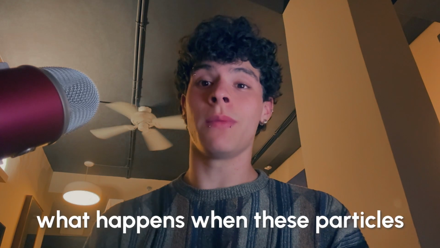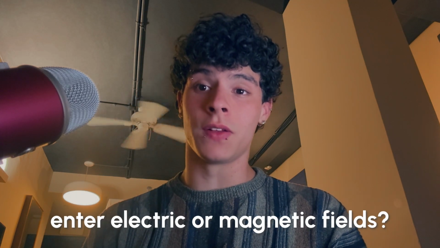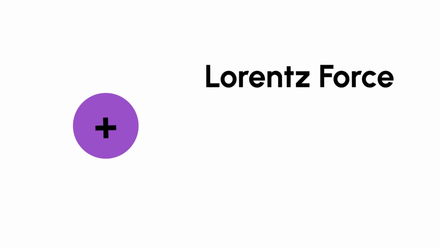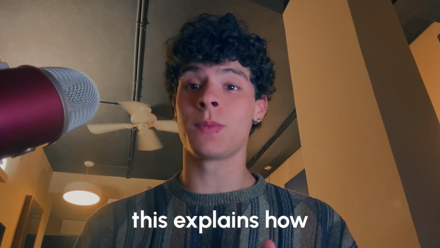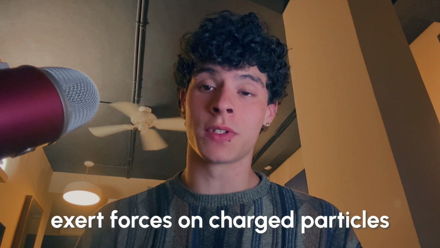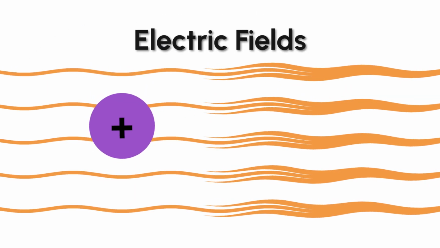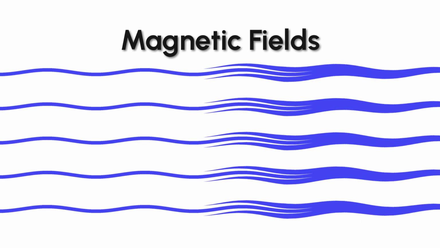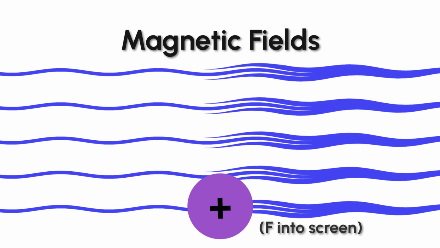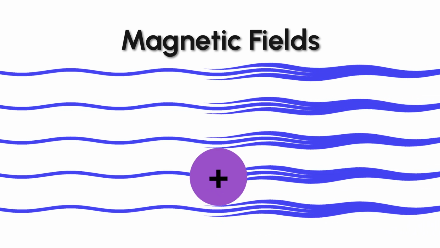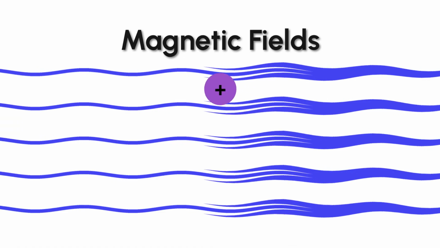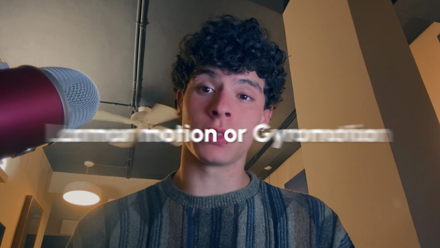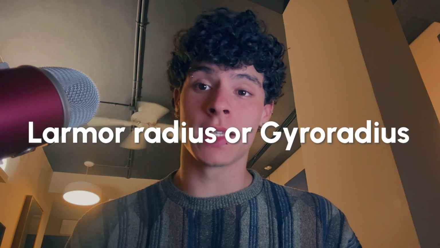The next question is, what happens when these particles enter electric or magnetic fields? For a single charged particle, the Lorentz force governs its motion. Here's the equation. This explains how electric and magnetic fields exert forces on charged particles. Electric fields push charges along or against the field lines, depending on the sign of the charge. Magnetic fields are different. A magnetic field bends the path of a moving charged particle. The magnetic force acts sideways to the particle's motion, which causes the particle to curve instead of moving in a straight line. This spiral motion is called Larmor motion or gyro motion, and the radius of that spiral is called the Larmor radius or gyro radius.